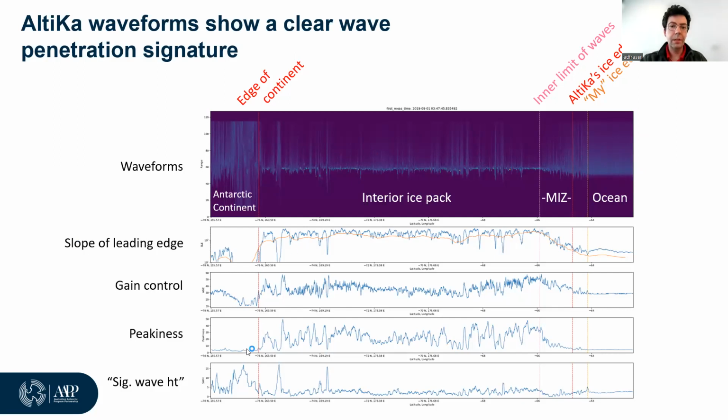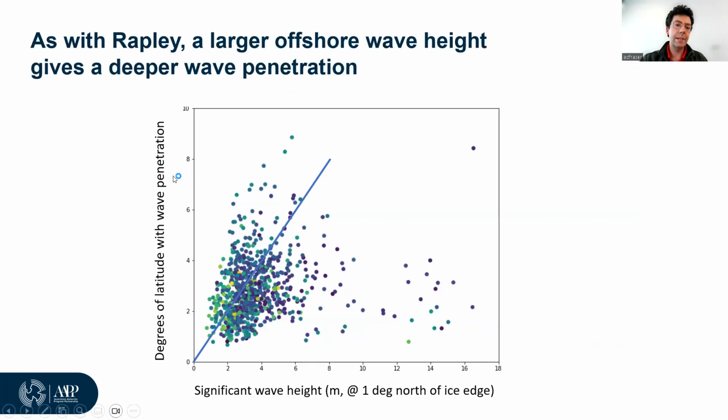And so by doing that, we can study the penetration of waves, and that's plotted versus the significant wave height, which is here on the x-axis. This kind of general group of points here. So for increasing wave height, we tend to get penetration in this kind of region. And this makes a lot of sense.